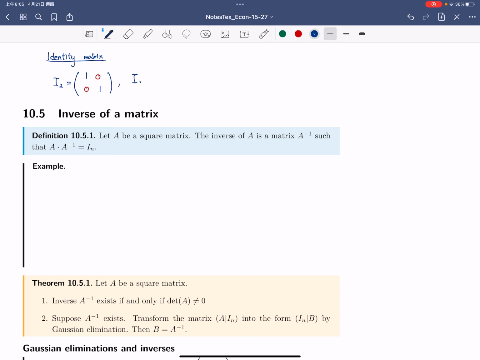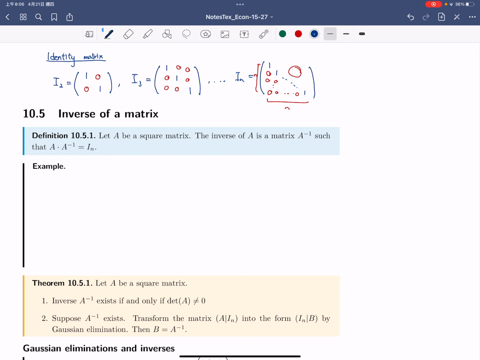And what's I3? I3 means all the diagonal entries are 1 and all the other entries are 0, and it's a 3 by 3 matrix. That's why we call it I3. And then you can probably imagine what IN is. IN is an n by n matrix such that all the diagonal entries are 1, and all the off-diagonal entries are 0. So you get 0 everywhere else.